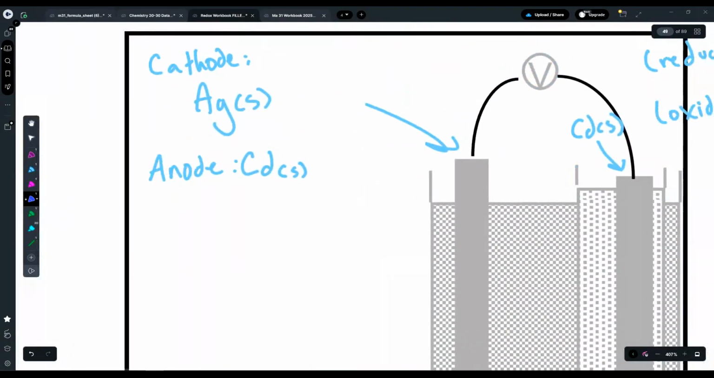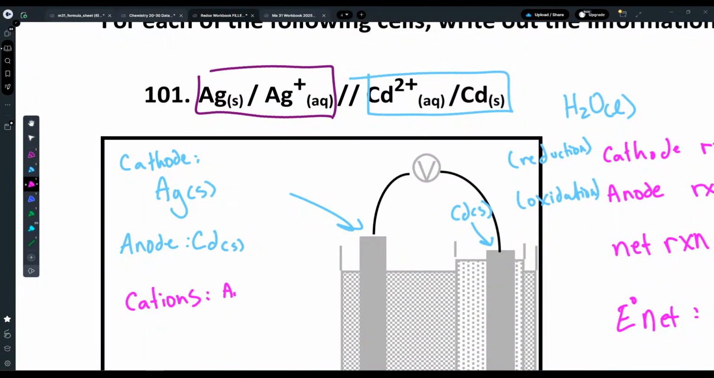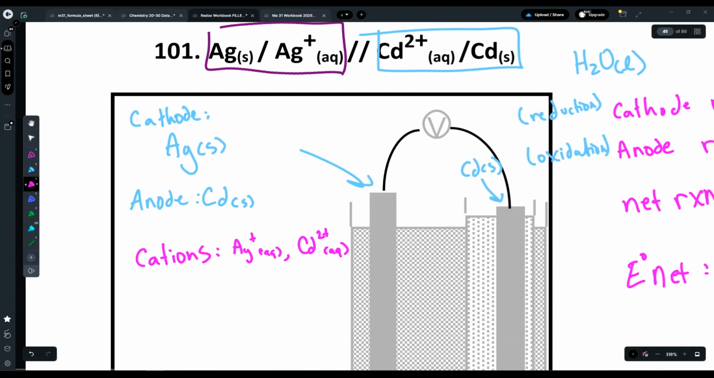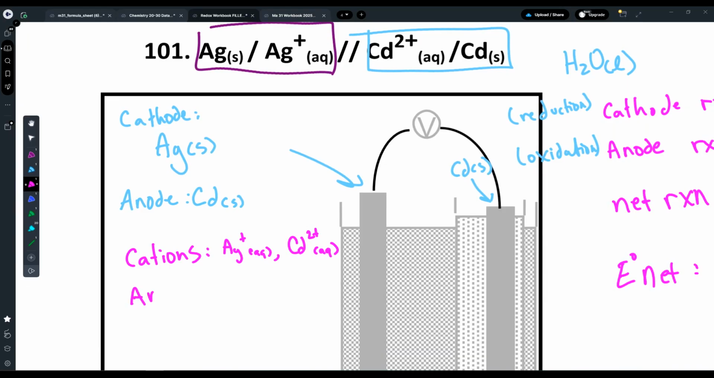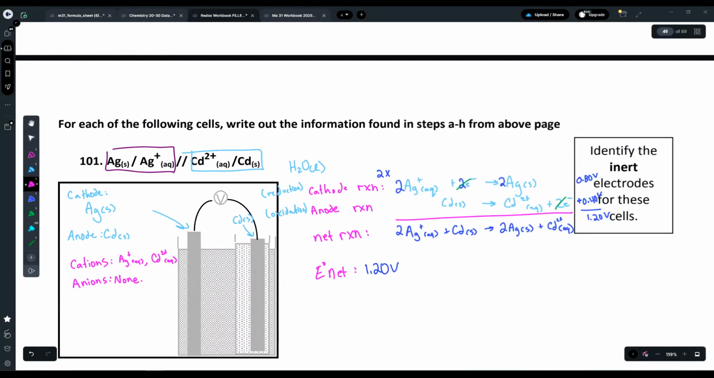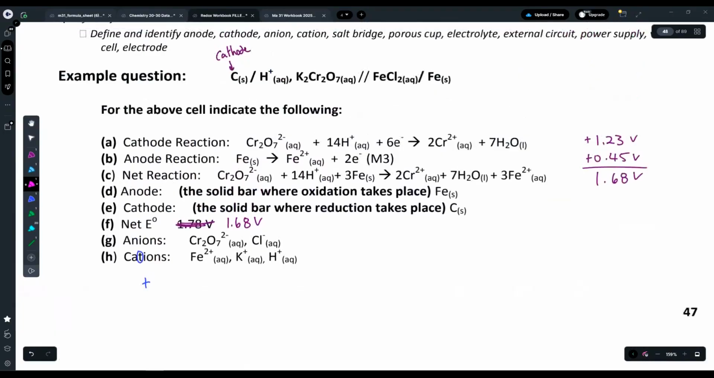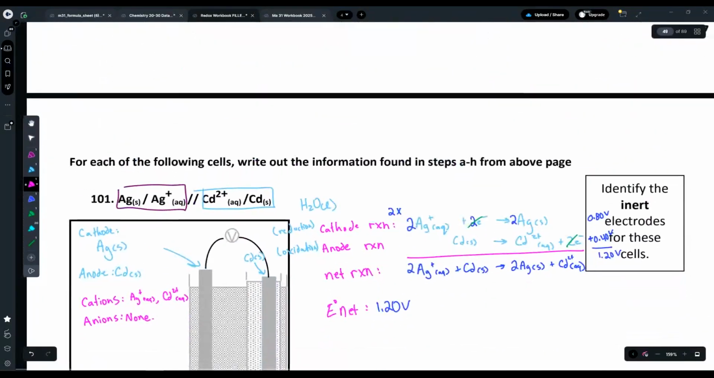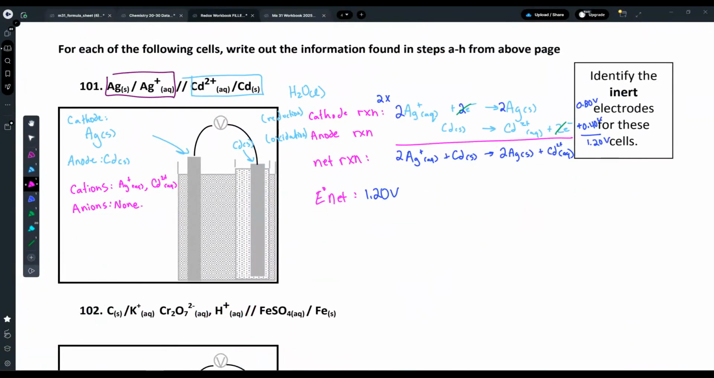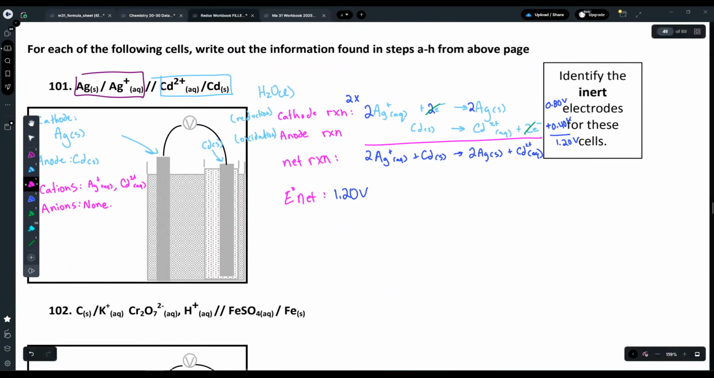Okay, so let's write those out. Cations. What do we got? We've got silver, 1 plus. We've got cadmium, 2 plus. And that's it. For the anions, there are none. Done. All right, so we've gone through all the steps A through H. That's how you should be doing these types of questions.